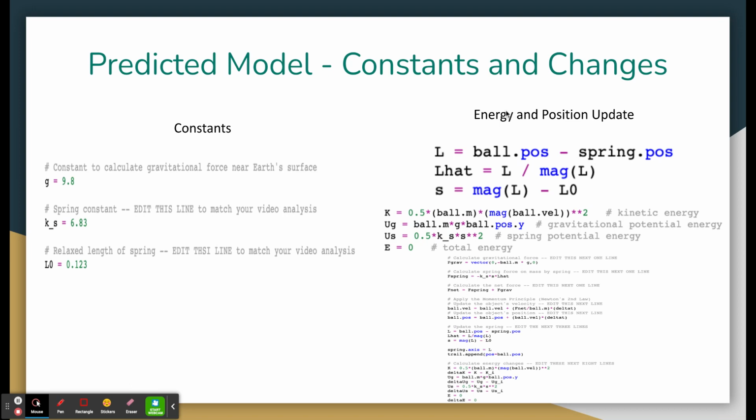Then we have to update our energy and update our position, where the total energy is K, UG, US, and E. While we are in our loop, we have to update the new position of L hat and S. We also have to update our total energy, and we will see that each time we update the total energy, it's equal to zero.